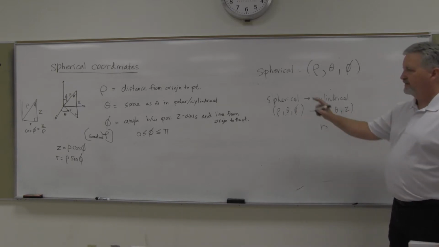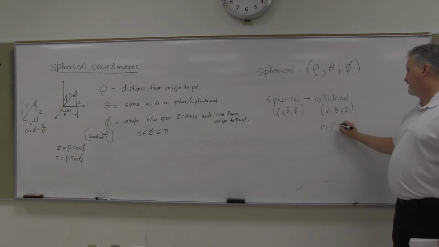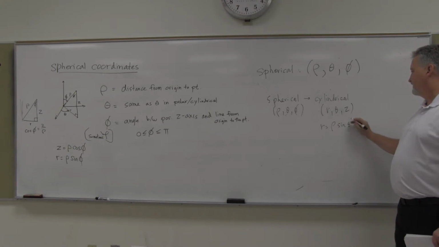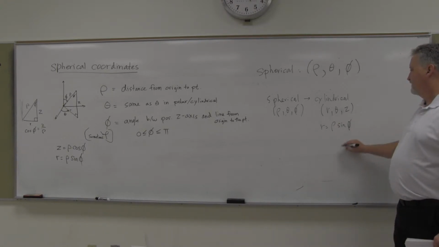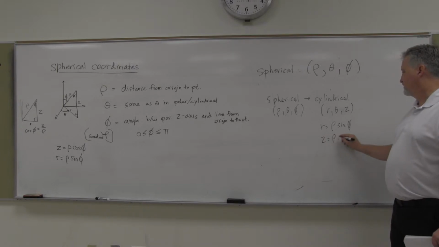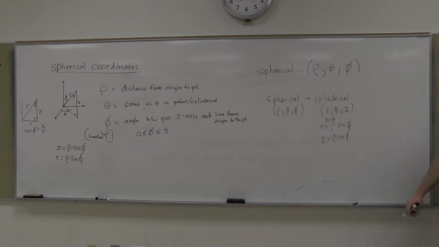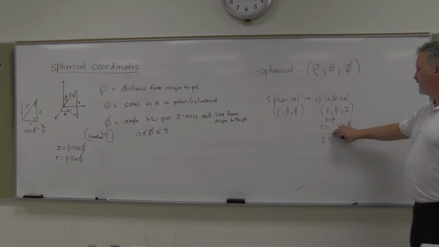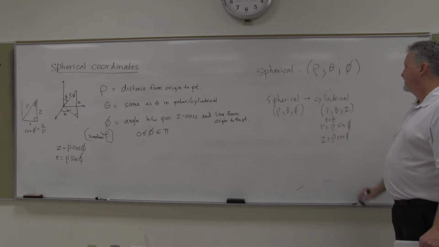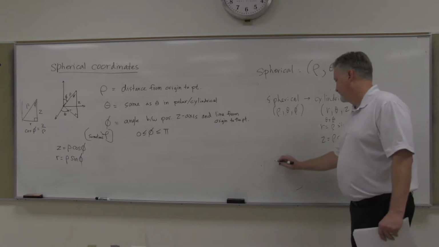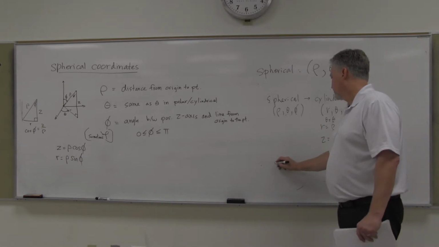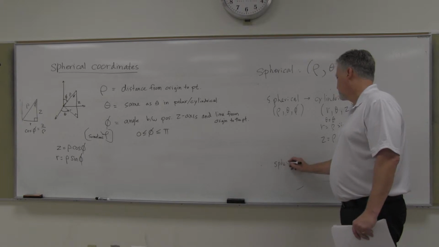R would be, like we said, rho sine phi. And then Z is rho cosine phi. Theta is theta. I'm having trouble distinguishing theta and phi here. Well, that helps us to go now, let's think spherical to Cartesian.